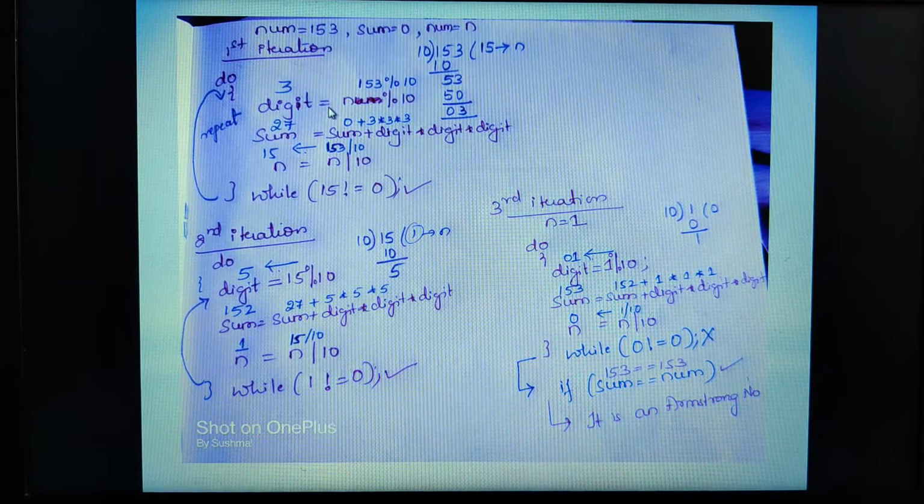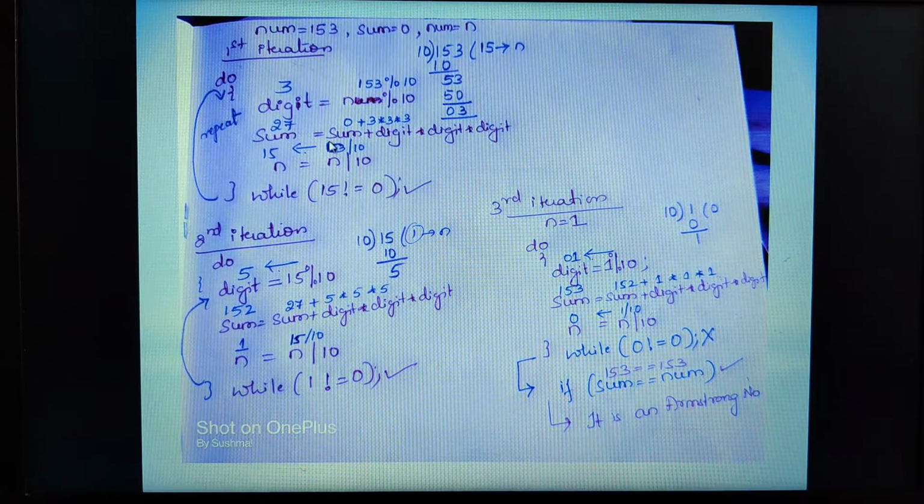Okay, digit is equal to n. This is not num, this is n. n mod 10, when I do it: 10 fives are 50, so 5 is the remainder, 3 I brought here. So I got the remainder here as 3, and this 3 will be placed in the digit.